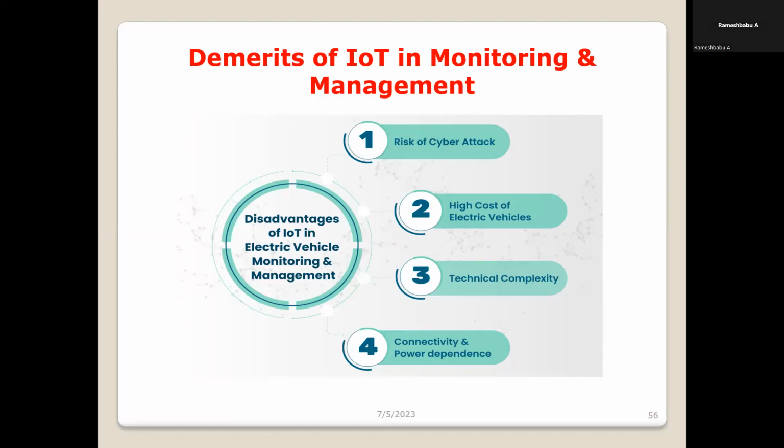And the high cost of electric vehicles. The IoT systems used in electric vehicles are quite advanced, with high installation and running costs. So it makes the overall EV more expensive. In the near future, there is a possibility to reduce the overall cost by doing more R&D in that area. They are doing so much research in that area to reduce the cost.